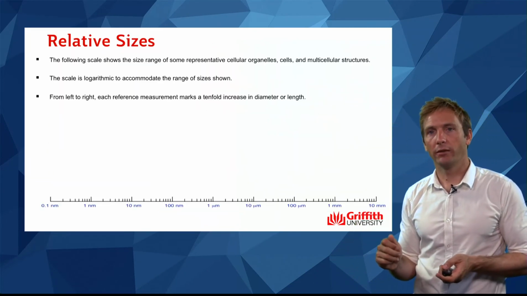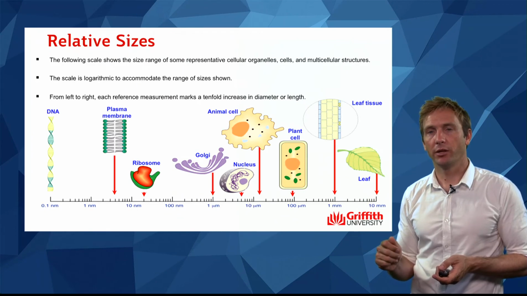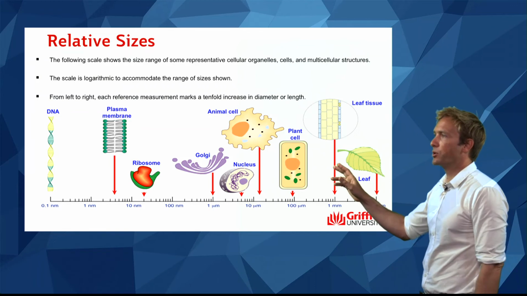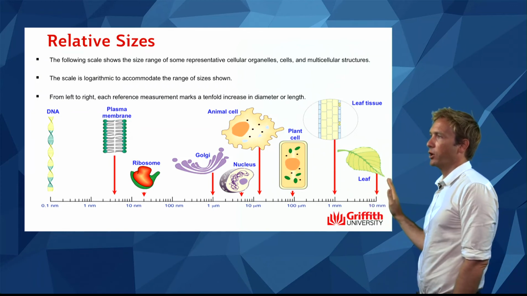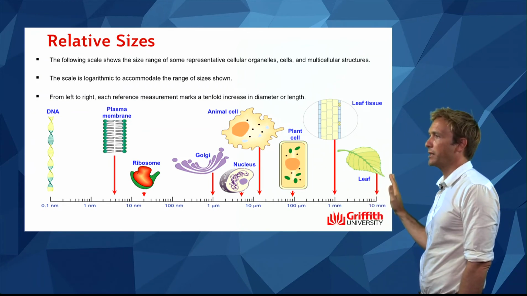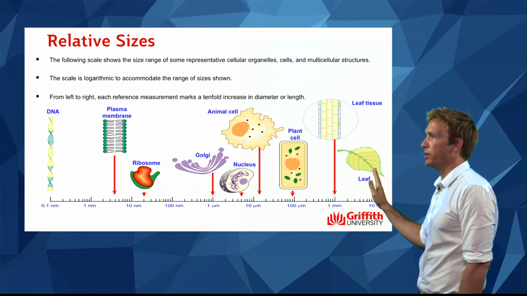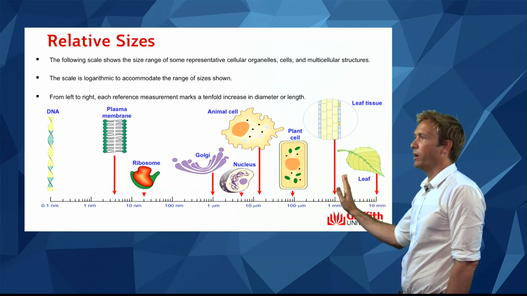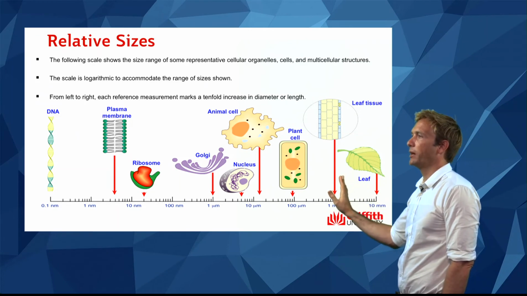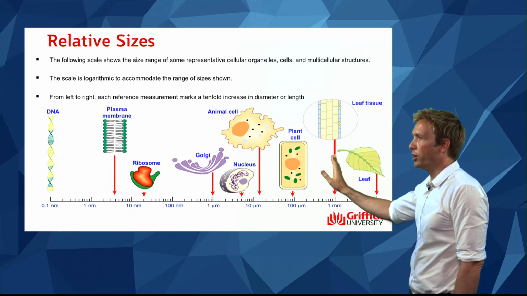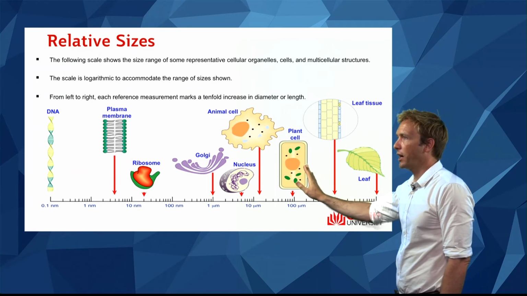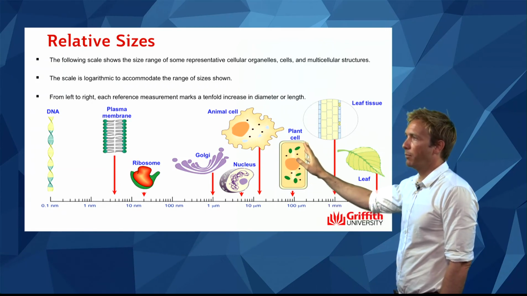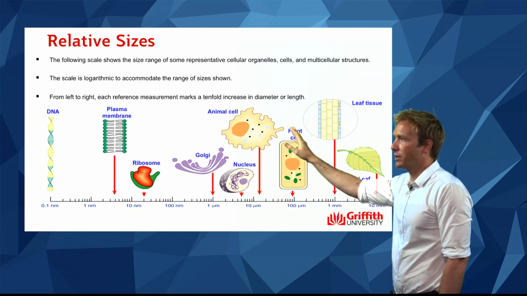I've got another, I think, beautiful image here that shows that variation in size. Now, I won't spend too much time on it, but you can see at this end, you've got a leaf at 10 millimeters. You then go down to looking at a cut through of the leaf at about 1 millimeter, because this is obviously logarithmic. And then when you go down into that cut through and have a look at 100 micrometers, you're looking at a plant cell. You go from there to an animal cell.